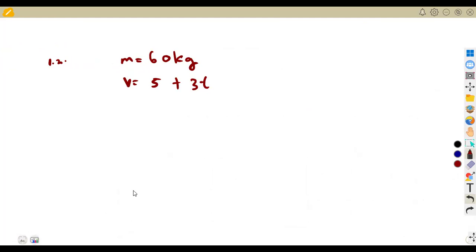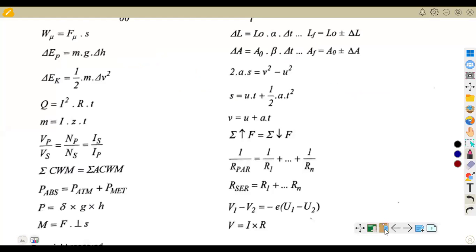That's a linear function, meaning to say, according to our velocity time graph, we know that this is our velocity in meters per second, and this is our time in seconds. We're supposed to have something like this if it is starting at 0. But as we know, from this formula, we also have this in our formula sheet. Let me just show you so that you can also be with me.